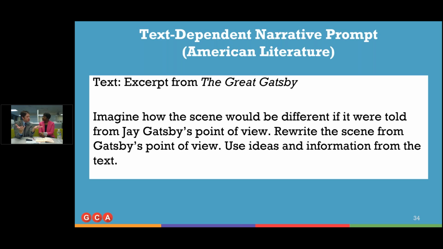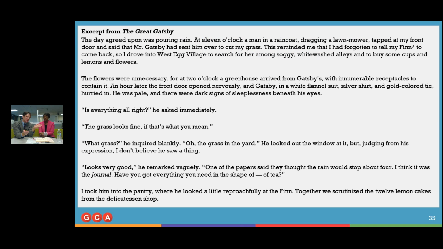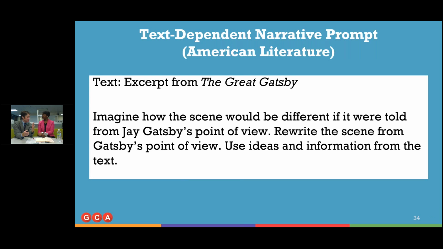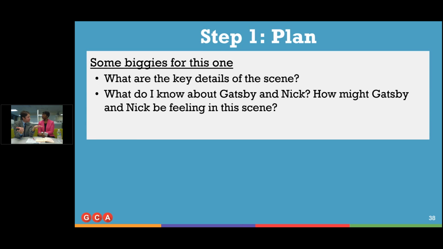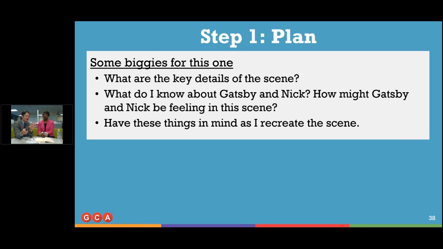The prompt was to rewrite a particular scene, not from the point of view in question, which was Nick Carraway's point of view, but instead write this scene from Gatsby's point of view. What's important to note about this scene is that Gatsby is so stressed out, so anxious about seeing Daisy again for the first time. So it's important for the student to answer that prompt successfully, not only to have some ideas on the key details in this scene, like what's going on, but also what do I know about Gatsby and Nick? How are they feeling during this scene? These are kinds of things that I should keep in mind as I recreate the scene.